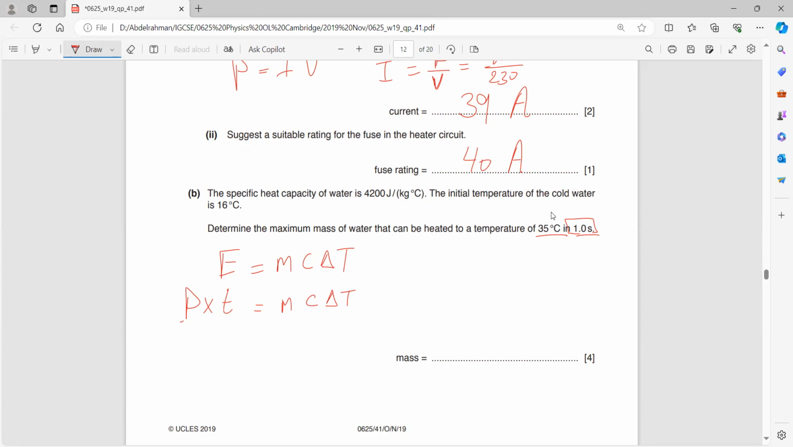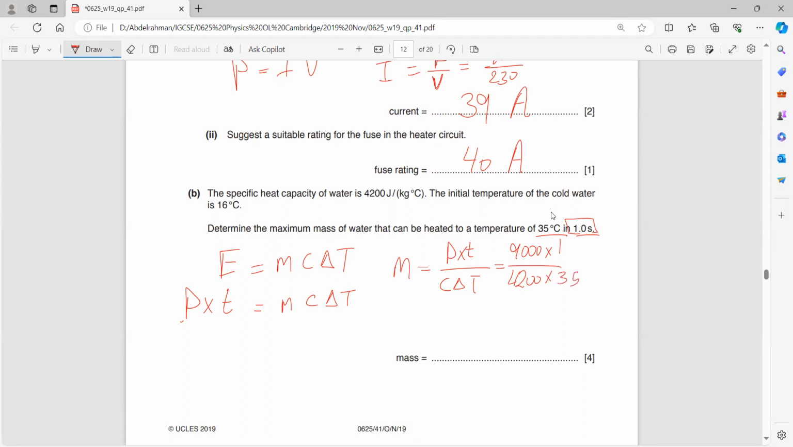Of course I can rearrange the equation. I'll say mass equals power times time over C delta T. Power is 9000, times 1, over C which is 4200, times the delta T which is 35.